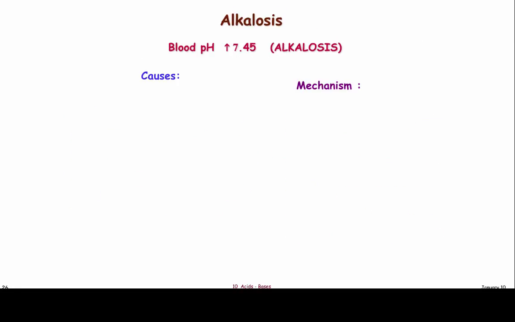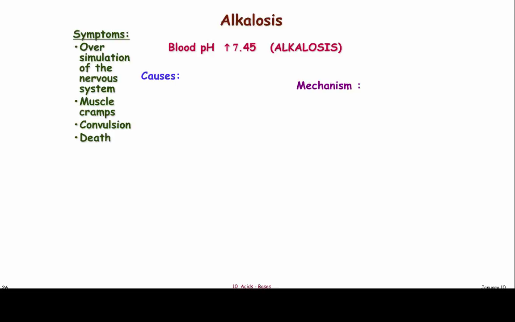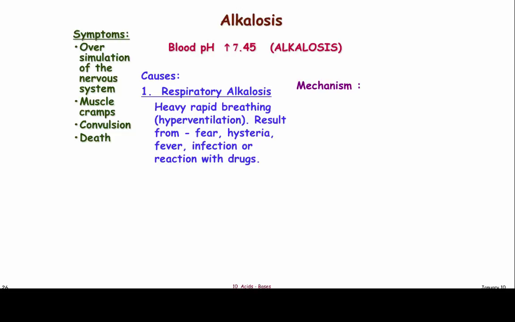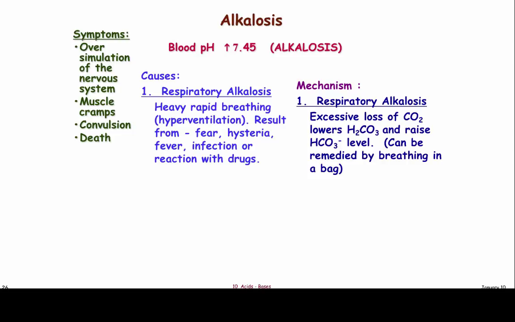If your blood pH goes above 7.45, then you have a health condition called alkalosis. The symptoms of alkalosis are overstimulation of the central nervous system, muscle cramps, convulsions, and eventually death. What are the causes? Well, respiratory alkalosis. You have heavy breathing. So what happens is, because of fear, hysteria, fever, or infection, you release the excess carbonic acid from your body, and that lack of carbonic acid means that your blood pH is less acidic.